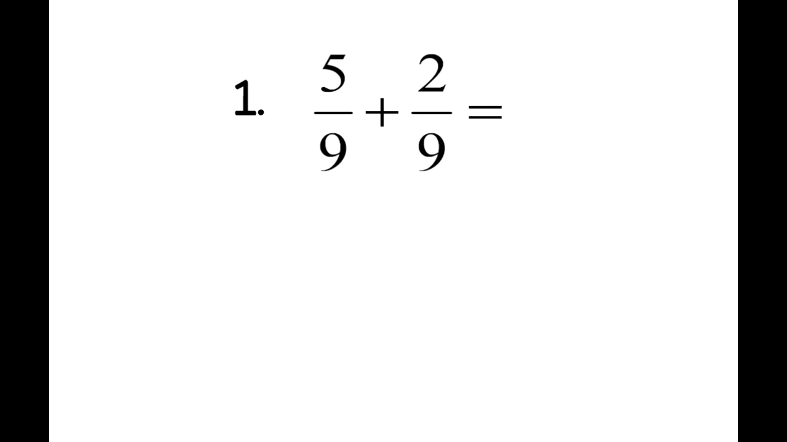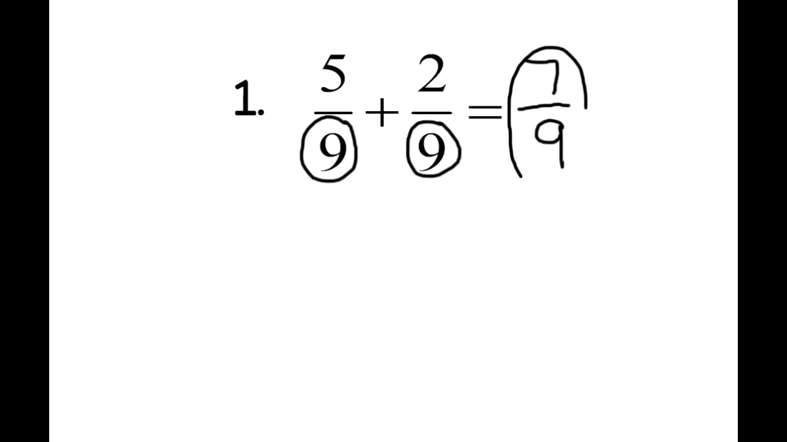Number 1, we have 5/9 plus 2/9, and since they have a common denominator, which is 9, we are able to just add straight across. So 5 plus 2 is 7, and we have 7/9 as our answer. Can that be reduced? Nope. So we circle it, and there we go.